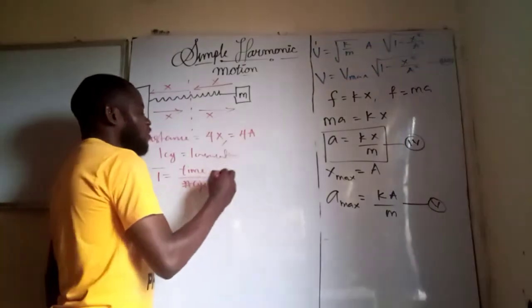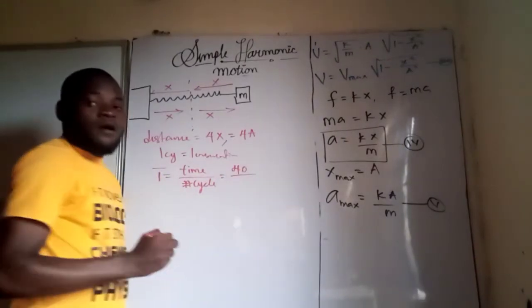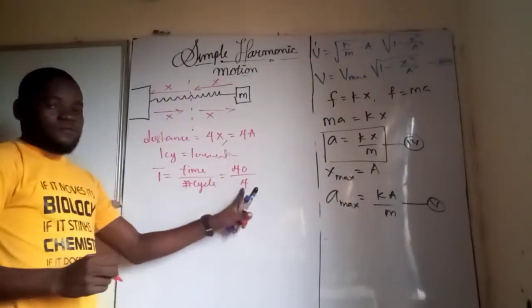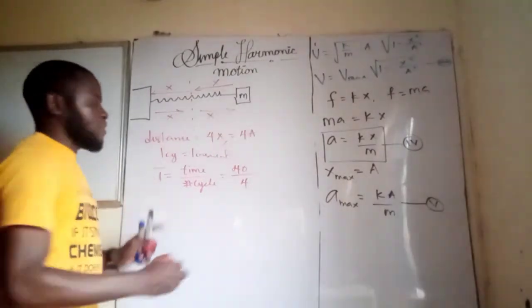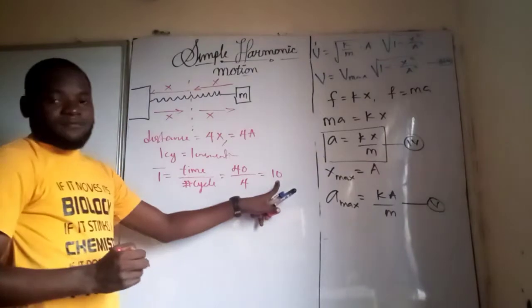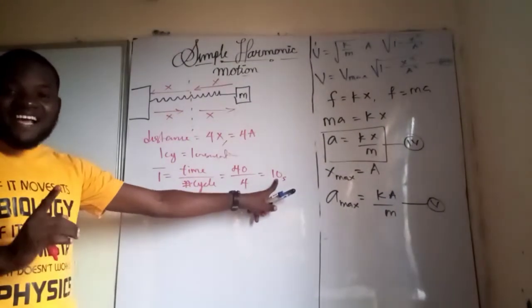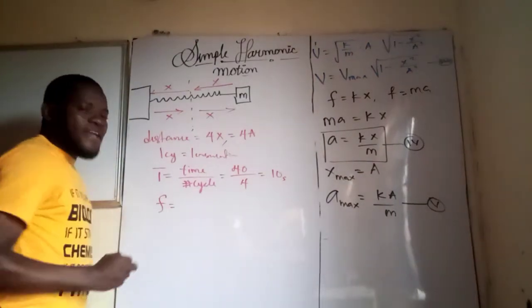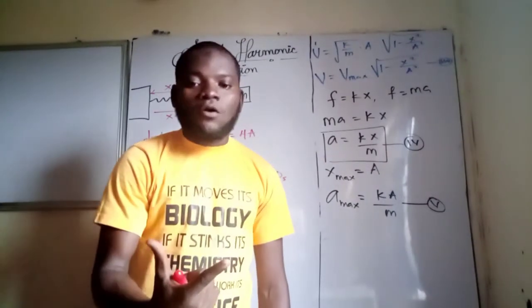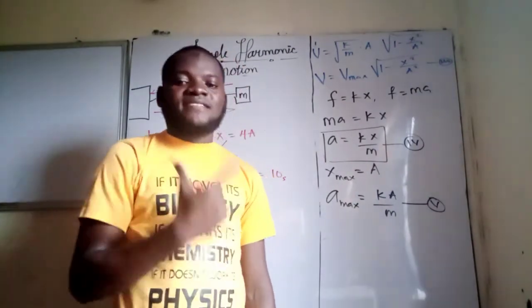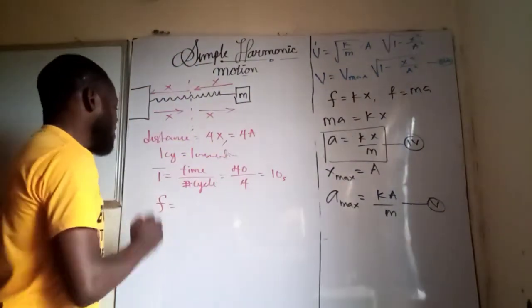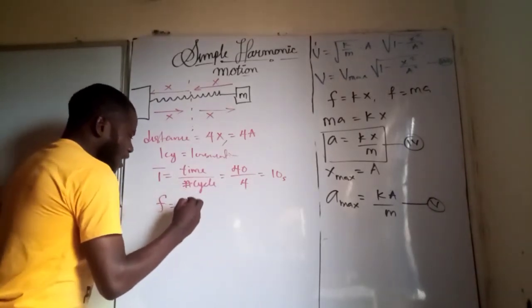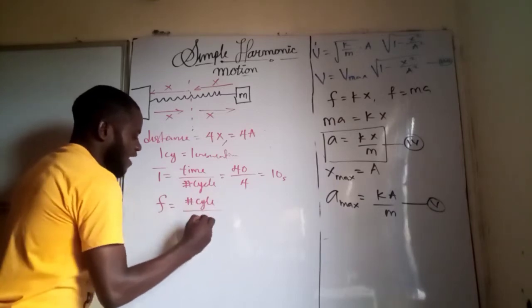Let's take for instance that you have 40 seconds for you to count 4 oscillations. So if you count 4 cycles in 40 seconds, what is going to be the period? The period is going to be 10 seconds. It means it takes 10 seconds to count one cycle. Now what is going to be the frequency? Frequency is the number of cycles per second. The number of oscillations per second is frequency. Hence, frequency is going to be the number of cycles divided by the time taken.